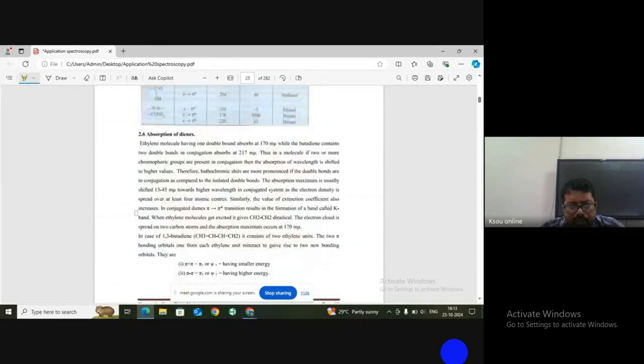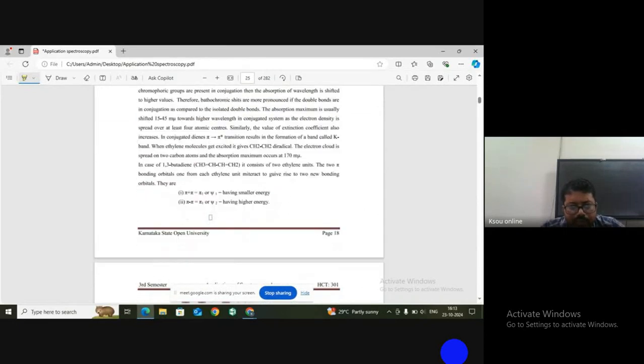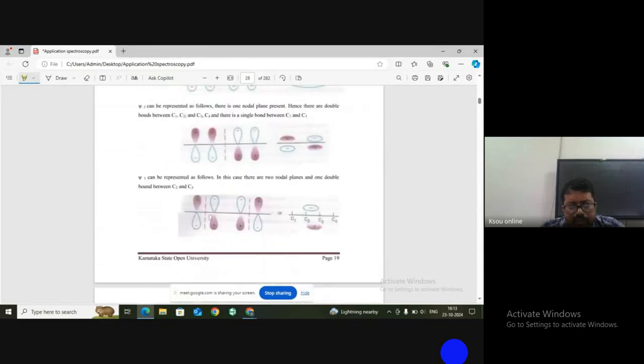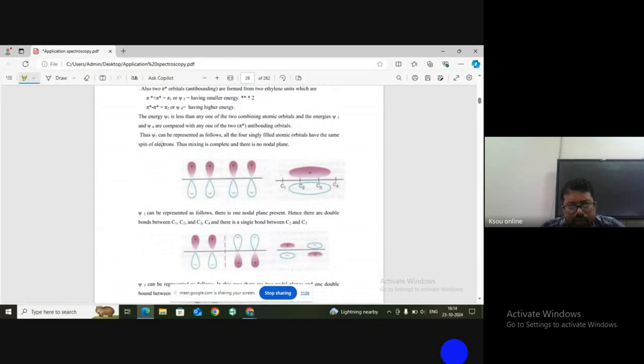Next topic, absorption of dienes. First, observe this compound, a diene, which has double bonds: CH2, CH, CH, CH2. Here this is carbon 1, this is 2, this is 3, this is 4. Let's look at the energy levels.